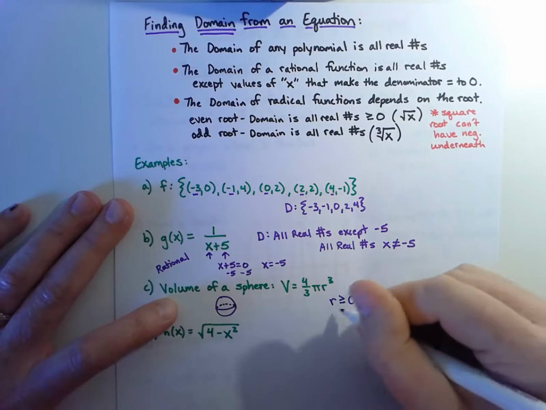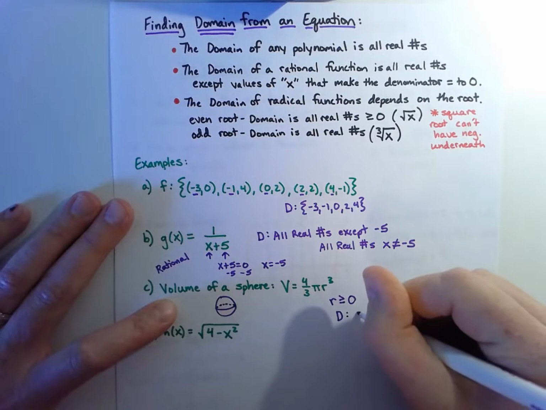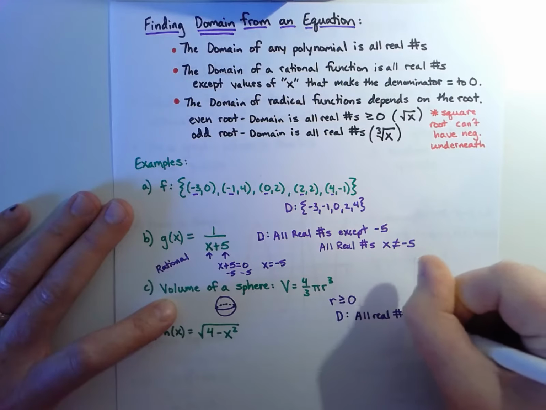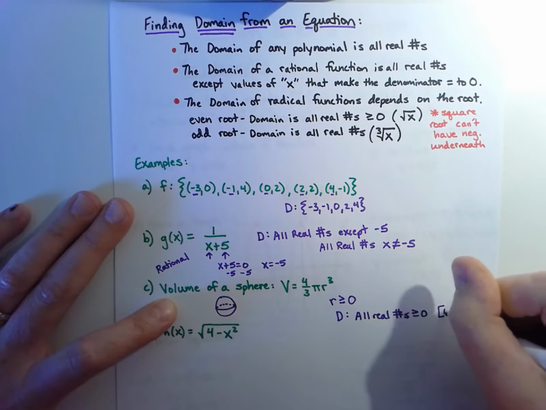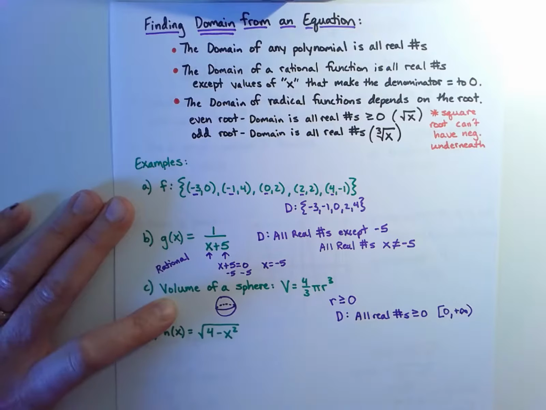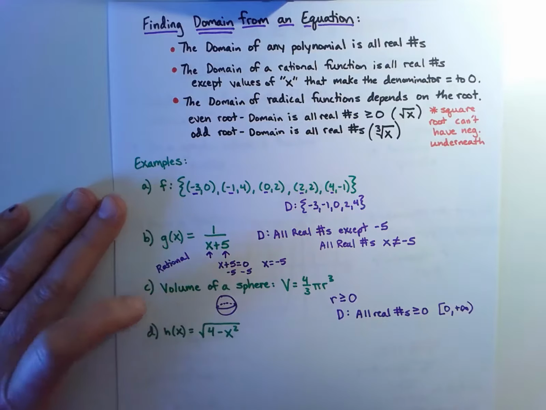To state that, we could simply say R is greater than or equal to 0, or our domain would be all real numbers greater than or equal to 0. We could say with a bracket 0 to positive infinity is another way to write it. Because it is possible to have no volume. It's just not possible to have a negative volume.